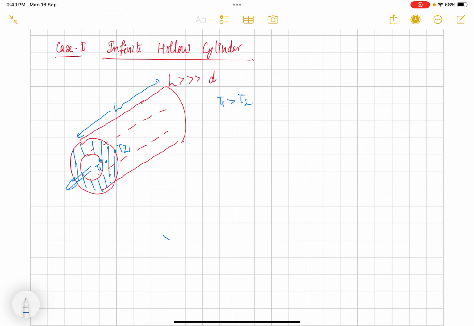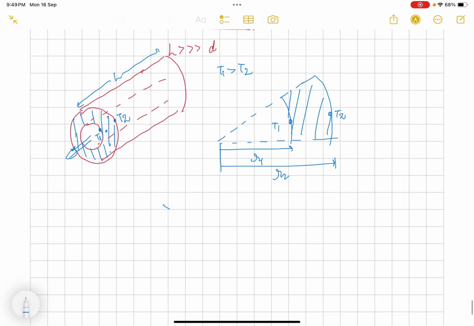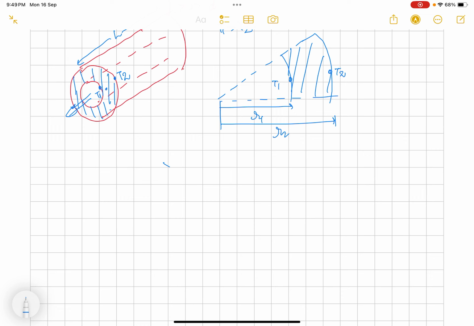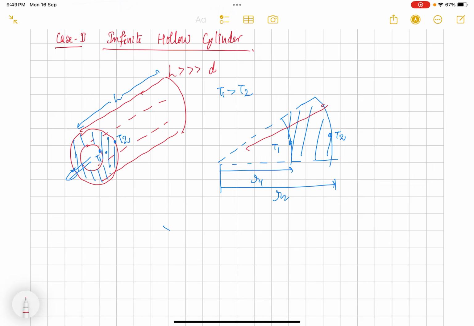This is the length. If we draw the cross-sectional view of that, we can draw like this. This is the inner radius R1, this is the outer radius R2. This surface is maintained at temperature T1, this surface is maintained at temperature T2. We have to find the temperature distribution, and as temperature T1 is greater than temperature T2, heat will flow radially outward.